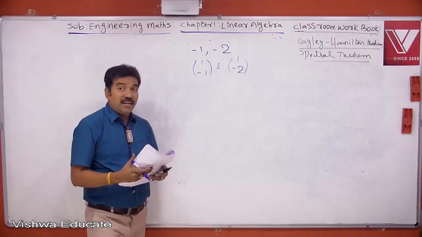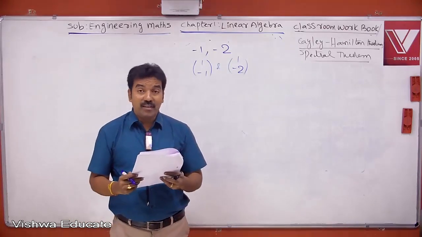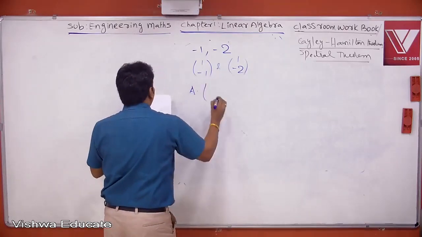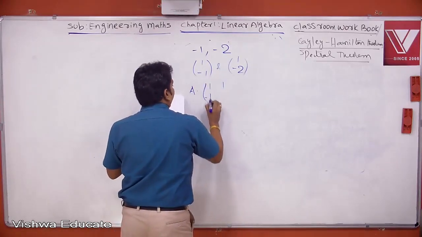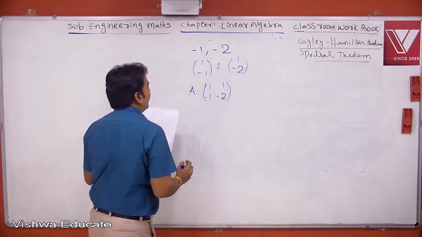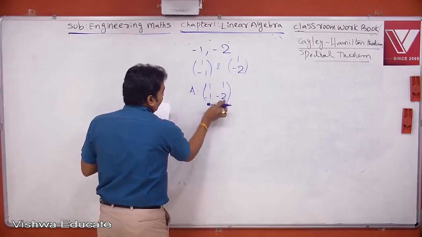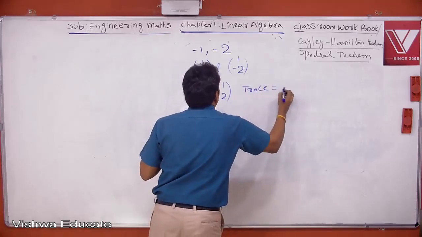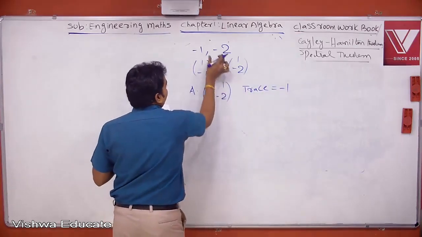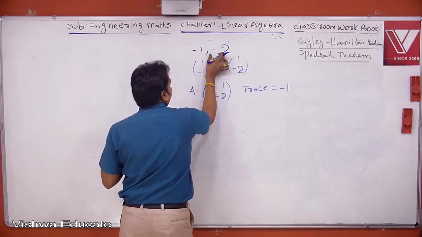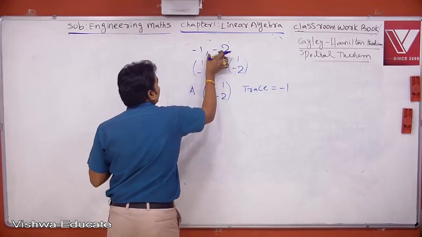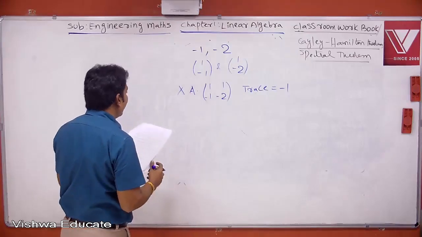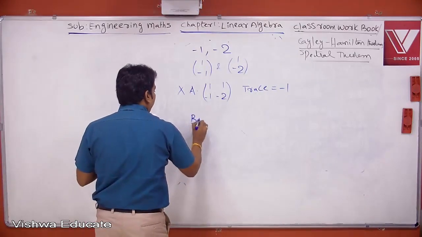Now let us try to eliminate at least one or two options just based on eigenvalues. What is option A? This is 1, 1, minus 1, minus 2. Here the sum of diagonal elements, the trace, is 1 plus minus 2, which is minus 1. But the sum of the given eigenvalues is minus 3. Therefore, these two are not the eigenvalues of this matrix. A is eliminated. Now let us come to option B.